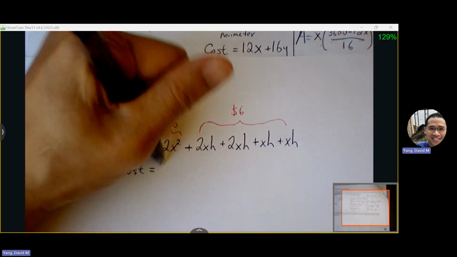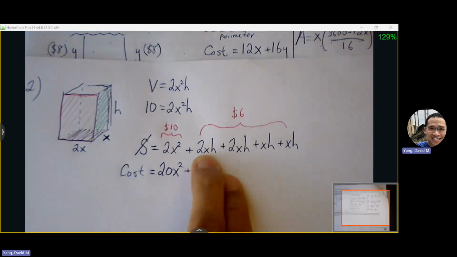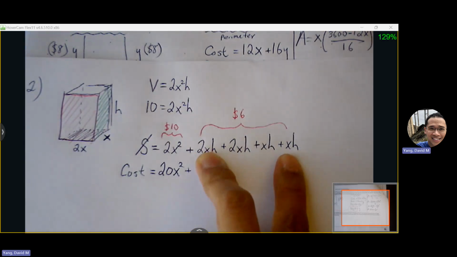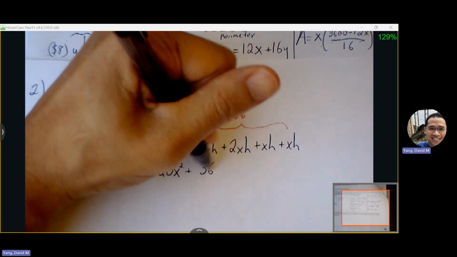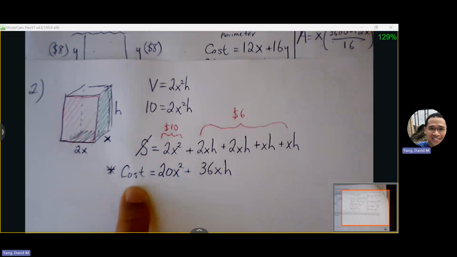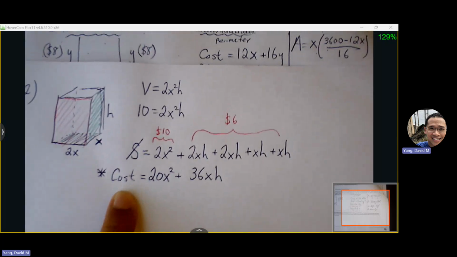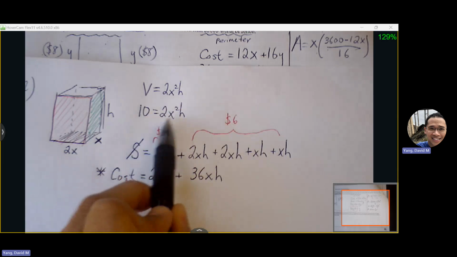So 20x squared plus, this is 4, 5, 6. This is 6xh times 6. So I get 36xh. Okay, I'll put a star next to cost because we're trying to optimize cost. We're trying to find the minimum cost given this supporting secondary equation.